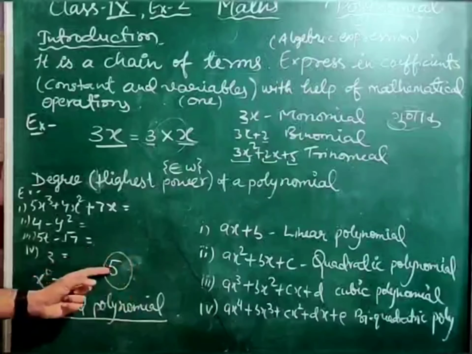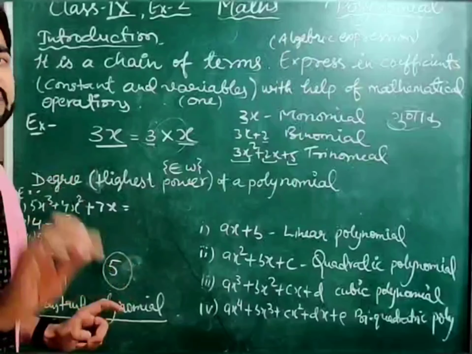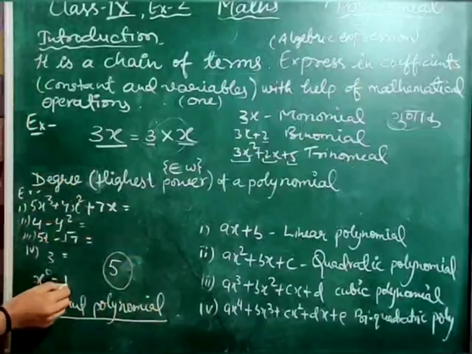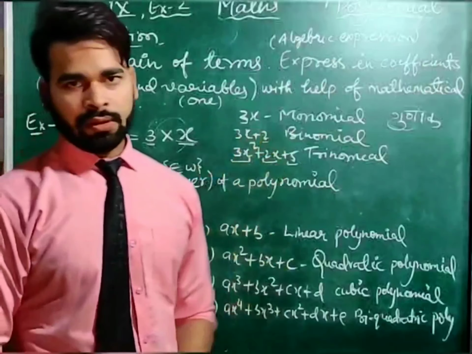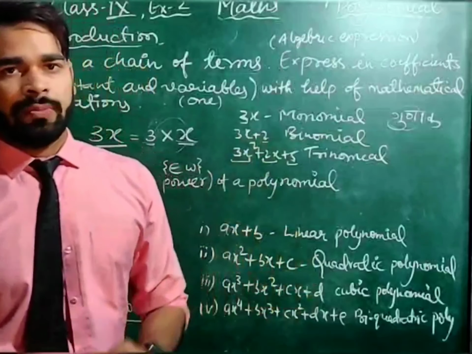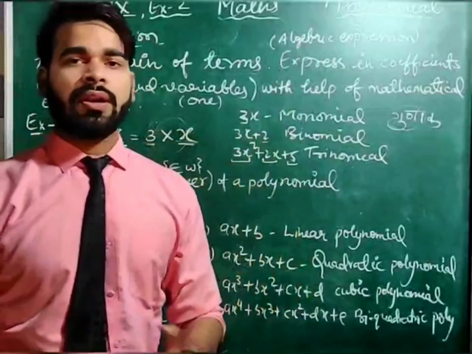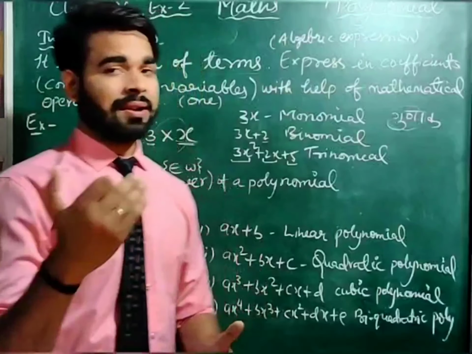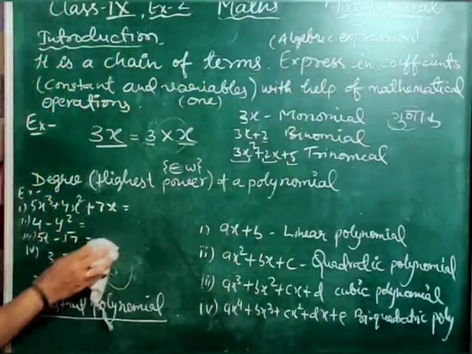So you have 5, which also has a variable, that is x to the power 0, but its value is 1. So x to the power 0 is equal to 1. It means a number which has no variable is a constant polynomial. If it has a variable, its power is 1. Now we will know about power and degree, which we will discuss further. You understood?